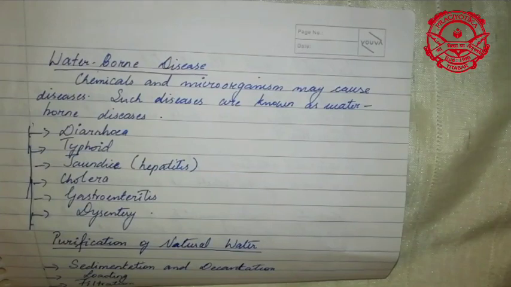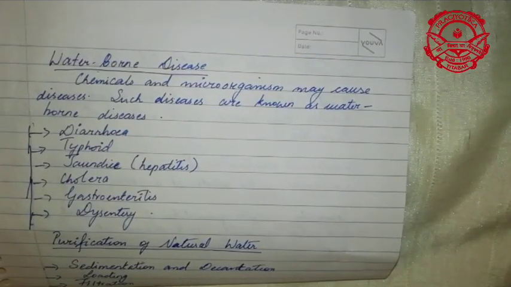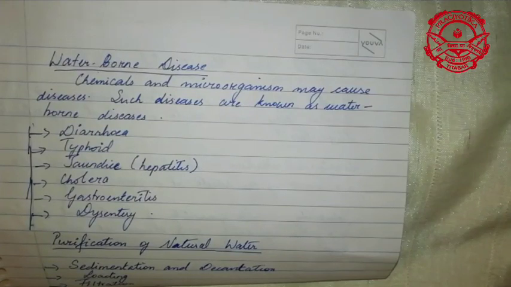So the first one you have is diarrhea. This diarrhea is mainly caused by an infection in your intestine, and the symptoms result in frequent loose motion. Okay, it can also lead to dehydration, that means a loss of water in your body.